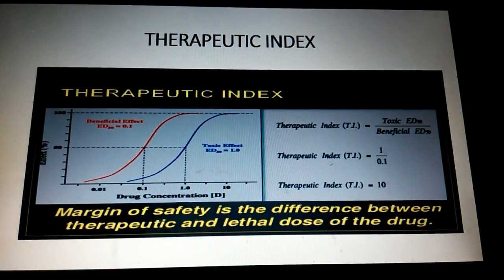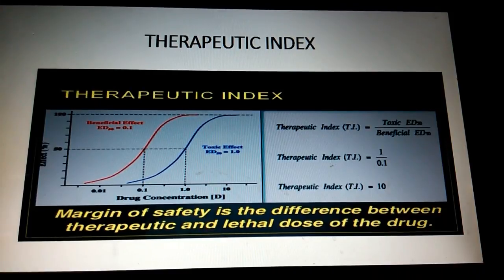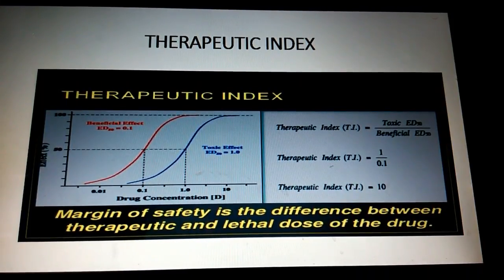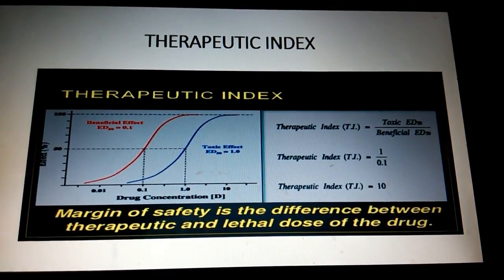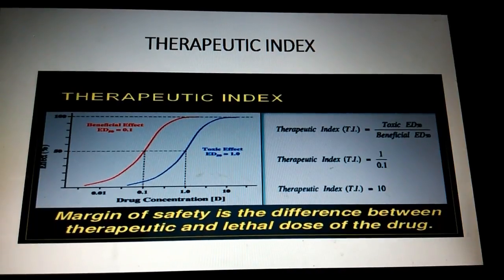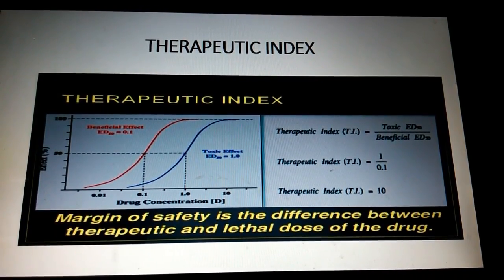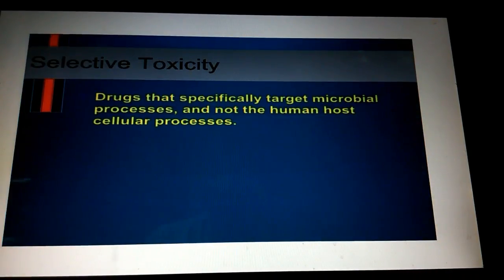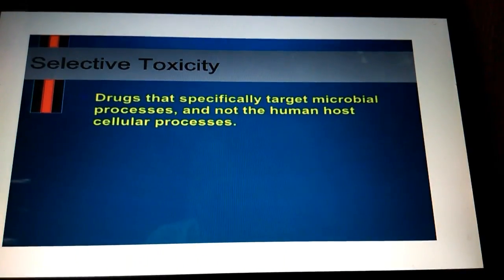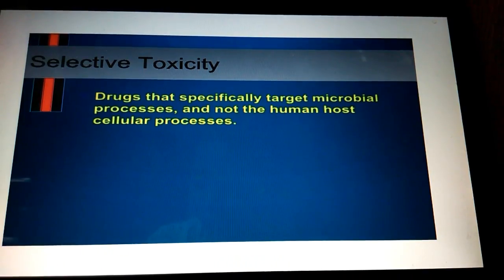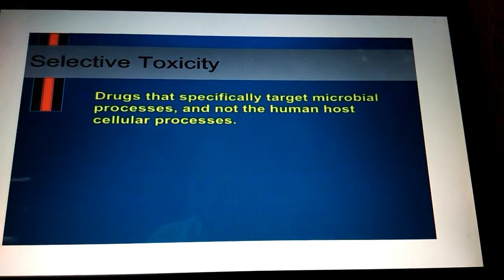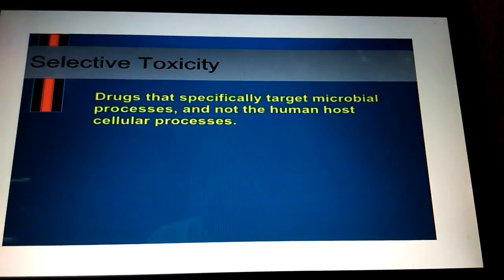Next is therapeutic index. It is a ratio of the amount of drug toxic to the infected host and the minimum inhibitory concentration. The smaller the ratio, the greater the potential for toxic host-drug reactions. Next is selective toxicity. An antibiotic should be selectively toxic, meaning that it harms the microbe but not the host.